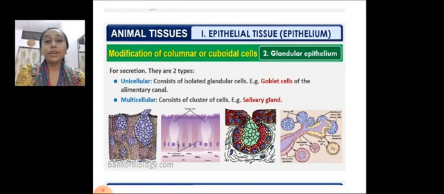Then number two modification was the glandular tissue, where the cells became glandular and start secreting hormones, chemicals, enzymes, sweat, saliva, etc. Based on the number of cells, this glandular epithelium was divided into two types: unicellular, where the gland is composed of only one cell, and multicellular, where a cluster of cells work together to form the gland. For example, salivary gland.